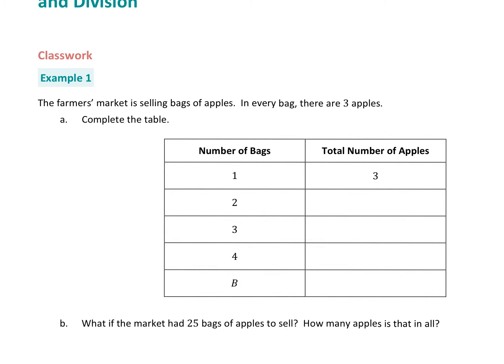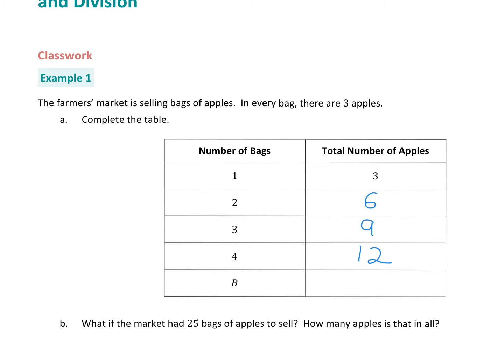This says the farmer's market is selling bags of apples. In every bag there are 3 apples. A says complete the table. So 1 bag would be 3 apples. So 2 bags is going to be 6 apples because each bag has 3 apples. So 3 times 2 is 6. And then 3 bags would be 9 because 3 bags times 3 apples in each bag is 9. 4 times 3 is 12. So here we go. And then number of bags, B.